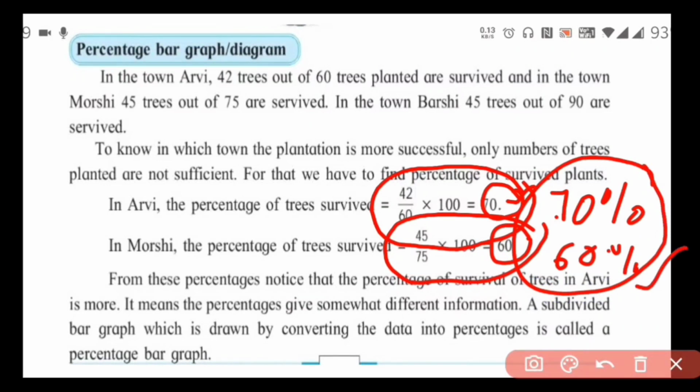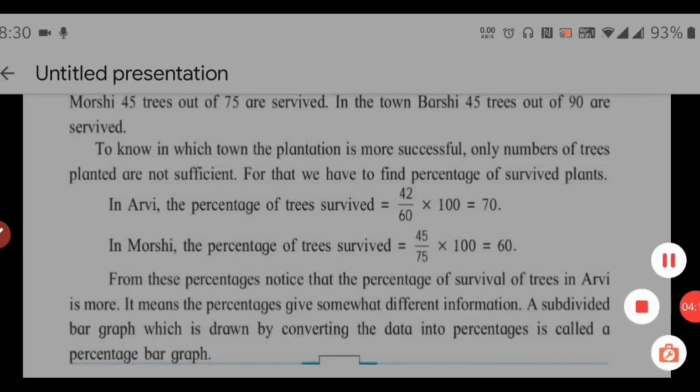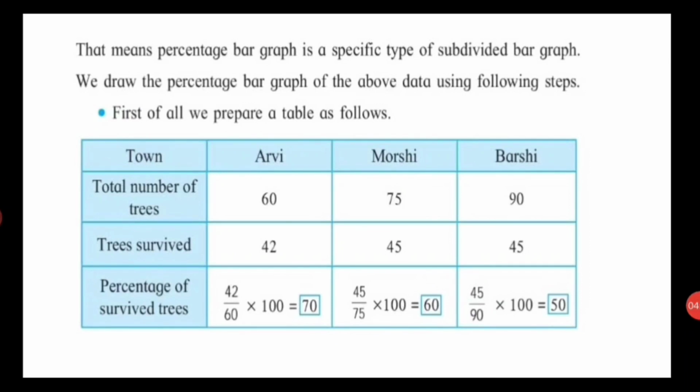So similarly, in a percentage bar graph also, we first have to find out the percentage of the given numerical data, and then we have to draw it in the subdivided bar graph. So that means a percentage bar graph is a specific type of subdivided bar graph. It is a special type of subdivided bar graph. We draw the percentage bar graph of the above data using the following steps. So we will draw the percentage bar graph of the given example.